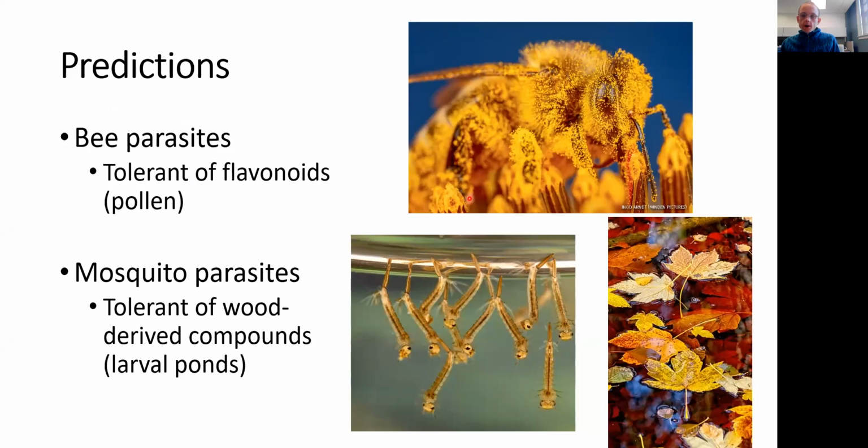We predicted that parasites of bees would have greater tolerance of flavonoids found at high concentrations in pollen, whereas parasites of mosquitoes would be more tolerant of compounds derived from wood decomposition found in larval habitats.